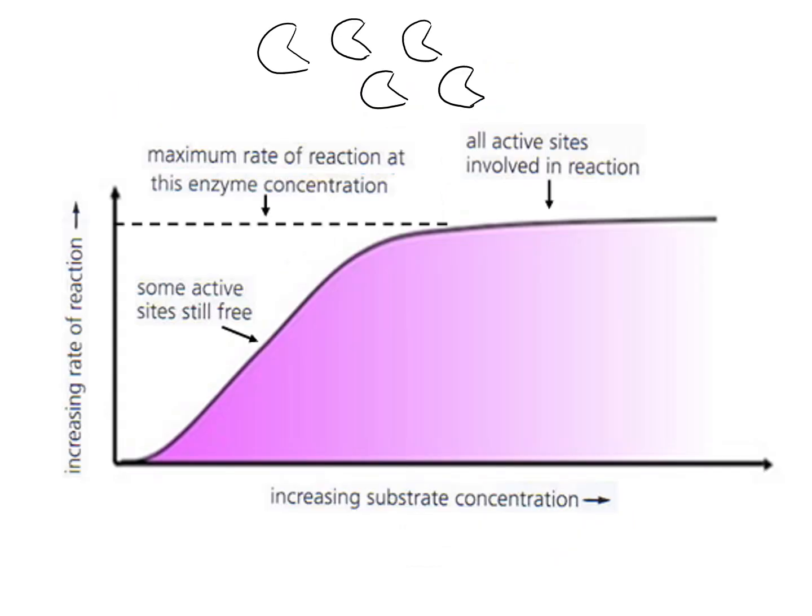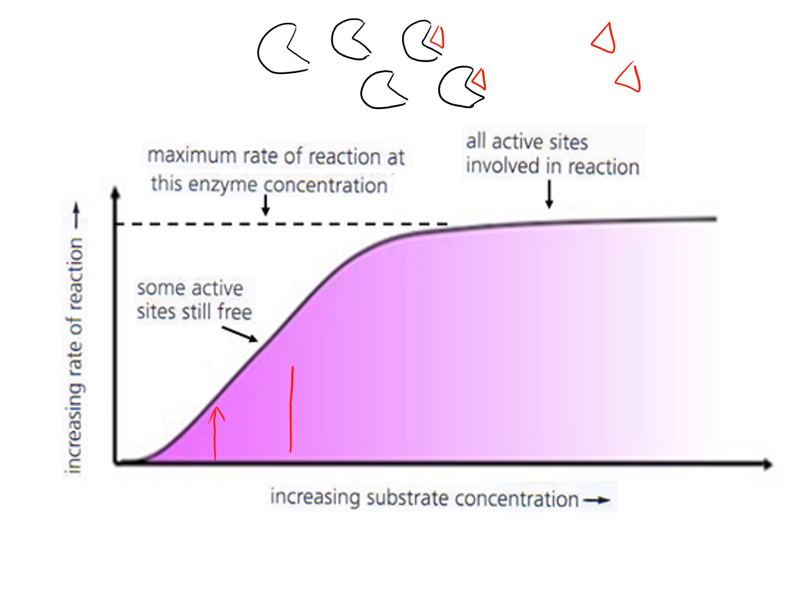Okay, so just looking at the effect of increasing substrate concentration on the rate of reaction, we need to be able to describe why we get an increase in rate of reaction when we increase the number of substrates. So at the start of this graph, we have very low enzyme activity, and the reason for that is we only have a couple of substrates involved in this reaction. So they're only able to bind to a couple of active sites, and they're only able to make a little bit of product. We've still got all of these other active sites free.